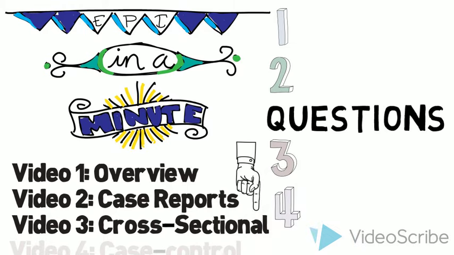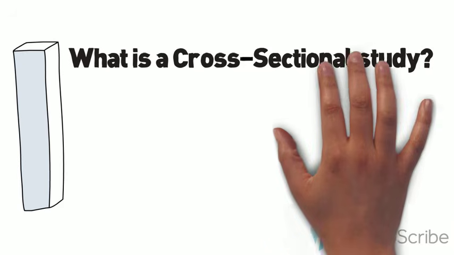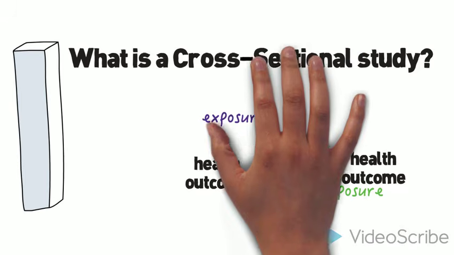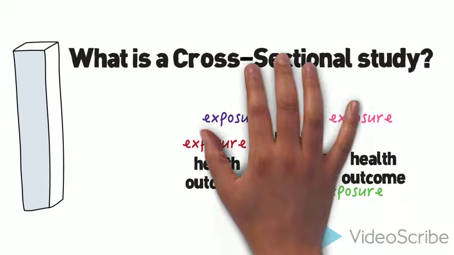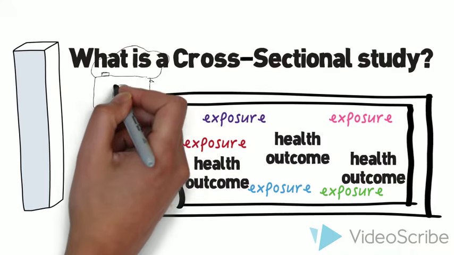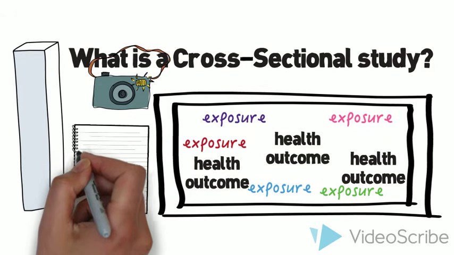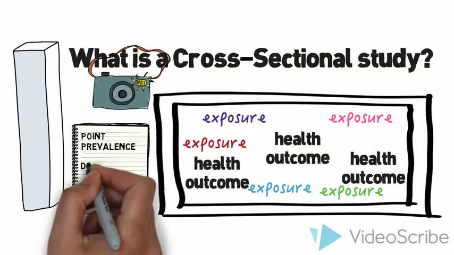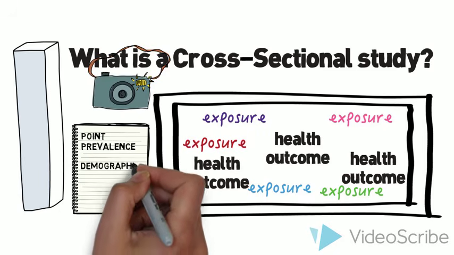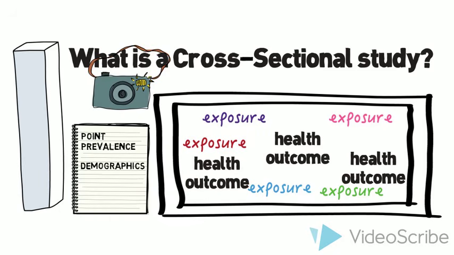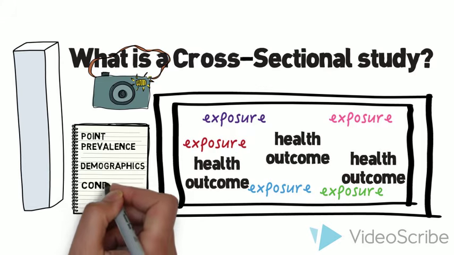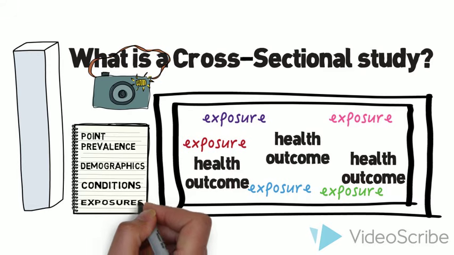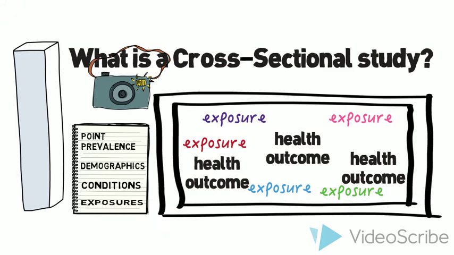Number 1, so what is a cross-sectional study? Cross-sectional studies measure health outcomes and exposures in a population at a single point in time or over a period of time. Cross-sectional studies are like a snapshot and give you the prevalence of a health outcome at a specific point in time and place, called point prevalence. They also describe demographics of the population, for example, age, gender, education, and income level, the conditions in which the health outcome occurs, and what exposures are near the outcome at the time that the snapshot was taken.